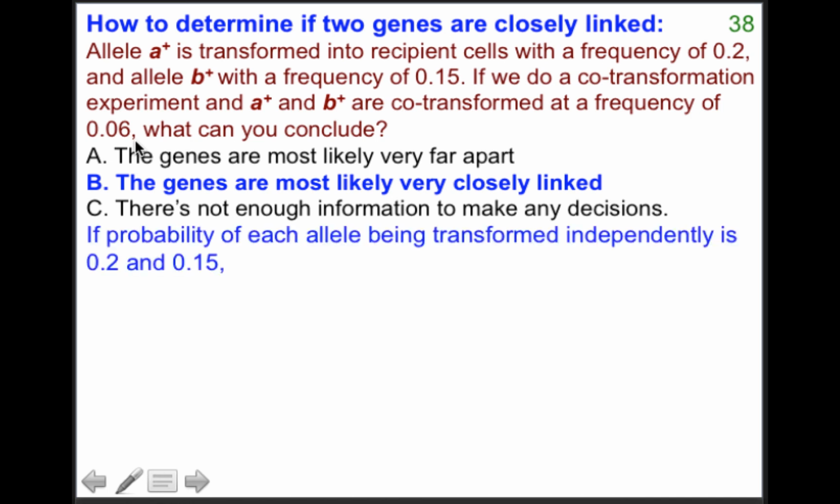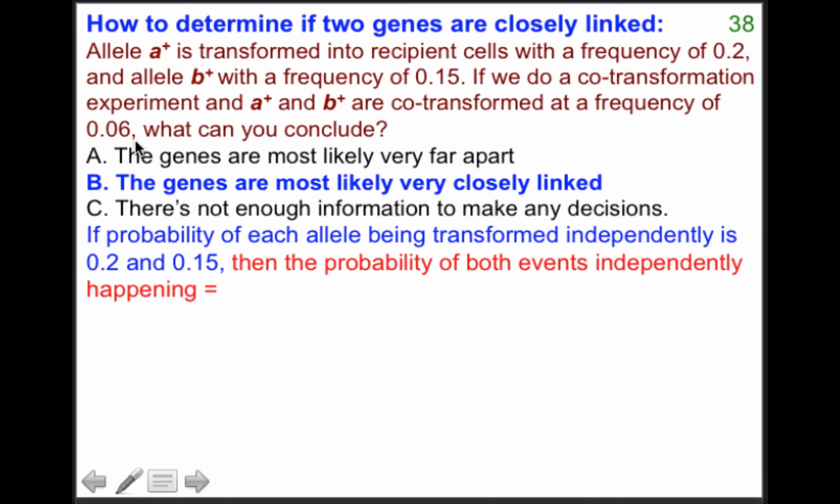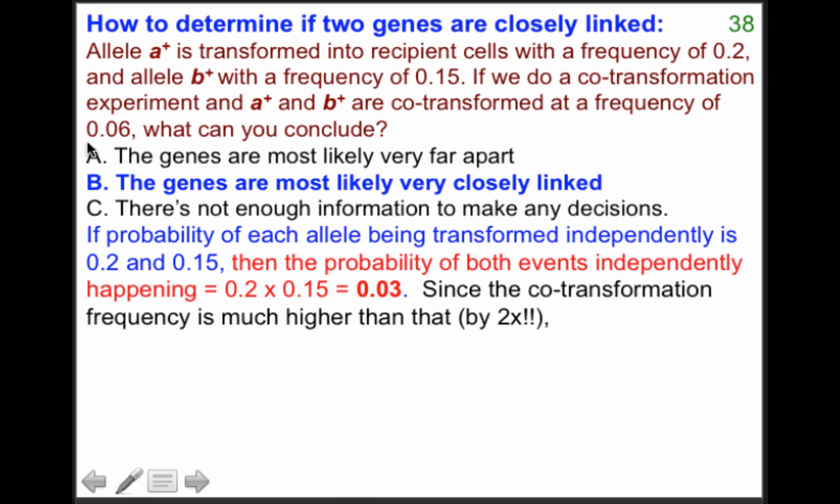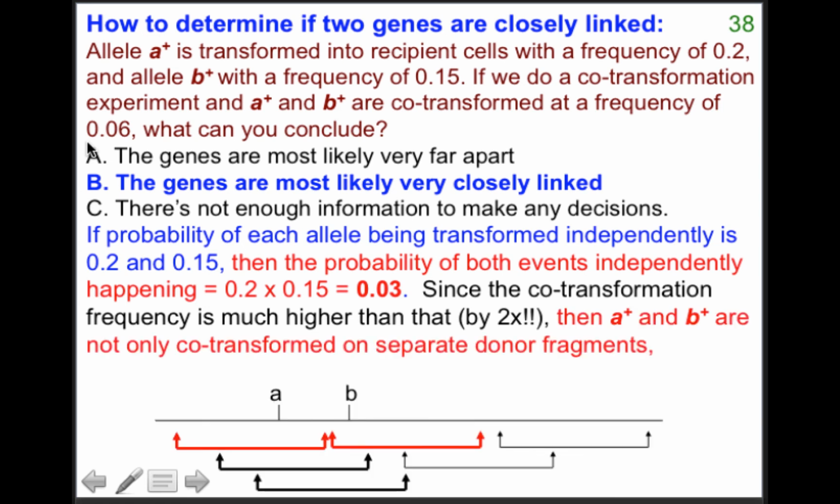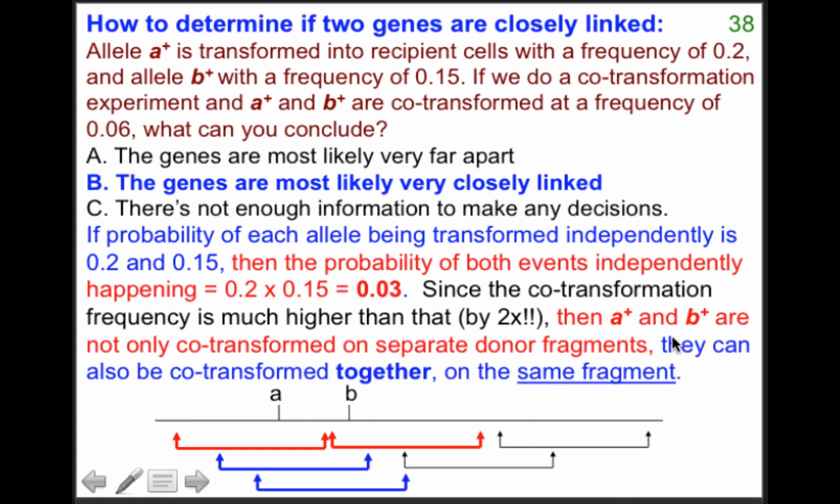So let's look at why again. The probability of each allele being transformed by themselves is 0.2 and 0.15. And once again, the probability of both events happening, if they're independent, in other words not closely linked, would be 0.2 times 0.15, which is 0.03. But the actual co-transformation frequency that we observe is a lot higher. It's double that, right? So it's 0.06 instead. So that suggests that for the A and B genes, we're not just co-transforming them when they're coming in separate fragments. They can also be co-transformed together on the same fragment. So that's why we have a higher number of co-transformed cells than we would expect if they were independent.